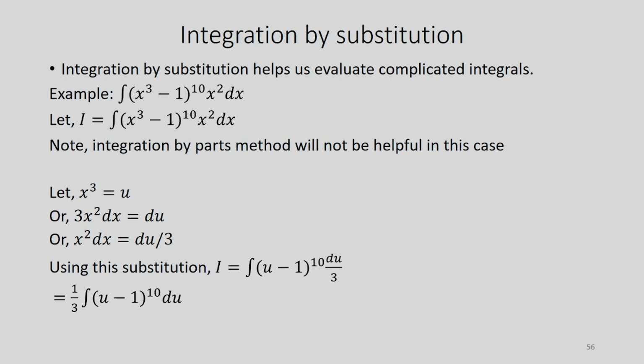Okay, now we come to another technique of finding the integration of complicated integrands, and this method is called integration by substitution. Integration by substitution helps us evaluate complicated integrals. So, here is an example. Here the integrand is x cube minus 1 whole to the power 10 multiplied by x square. This is the integrand, and this is being integrated. So, how do I do that?